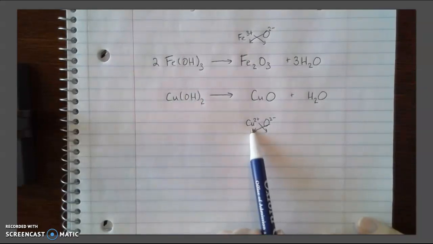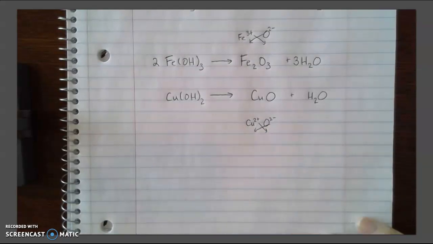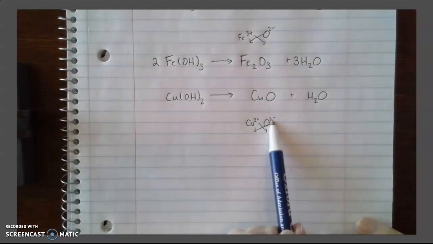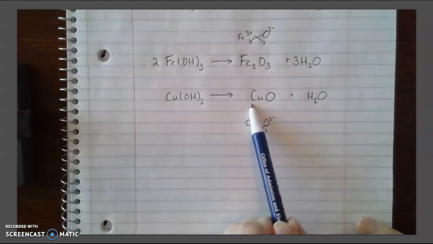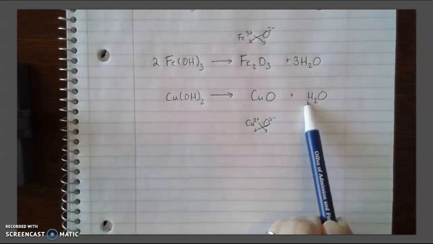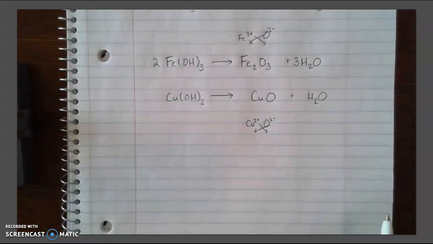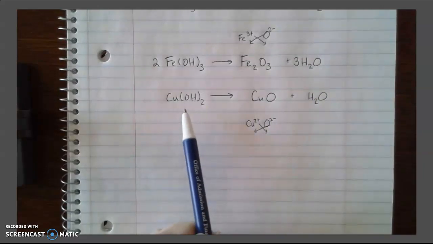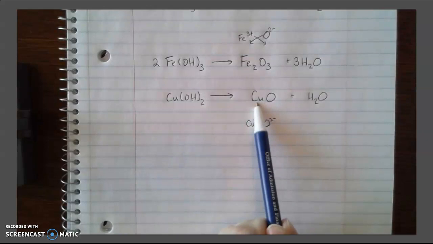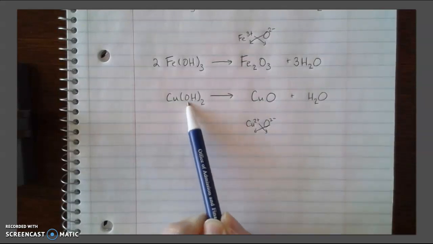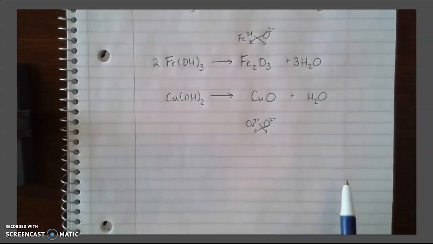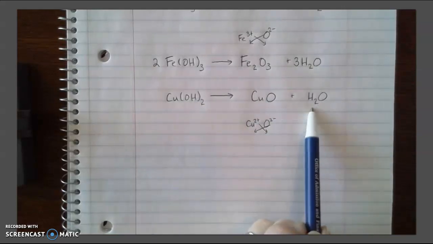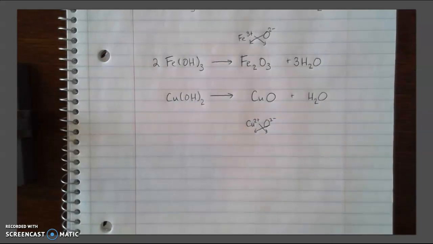So copper with a +2 charge, oxygen with a -2 charge, you would get Cu2O2, and then those 2's would reduce to 1's, and so your formula for copper 2 oxide is just CuO. And then again, our second product is going to be water, H2O. Now, if we look to balance this equation, we can see that we've got 1 copper on each side, we've got 2 oxygens on the reactant side, and then 1, 2 on the product side. Then I've got 2 hydrogens and 2 hydrogens. So this one is already balanced.